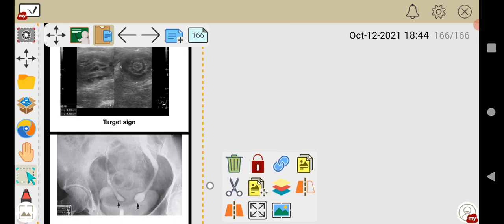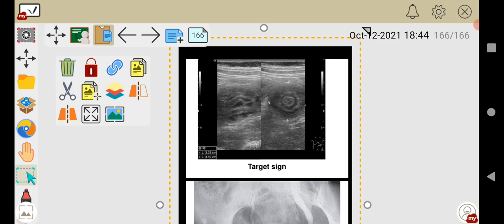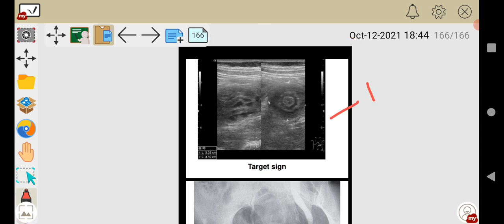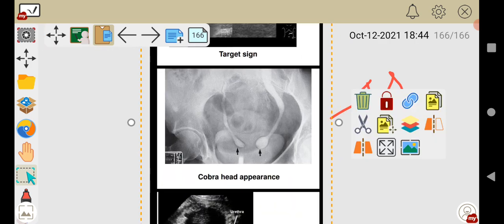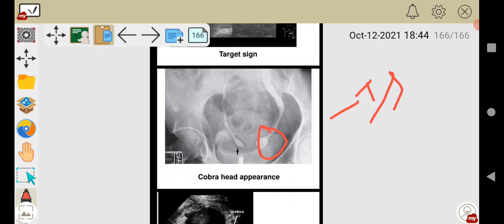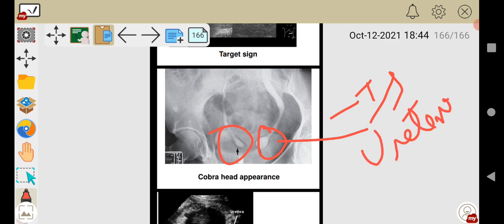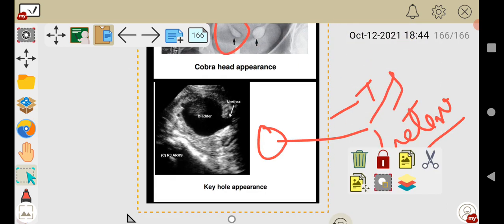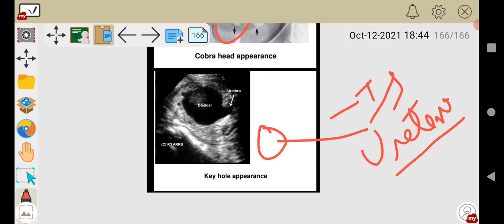Yes, so now we will discuss this one. This one is the target sign in intussusception, as I told, correct? Now this one is the cobra head appearance in ureterocele. Ureterocele I discussed in the last slide, if you remember.